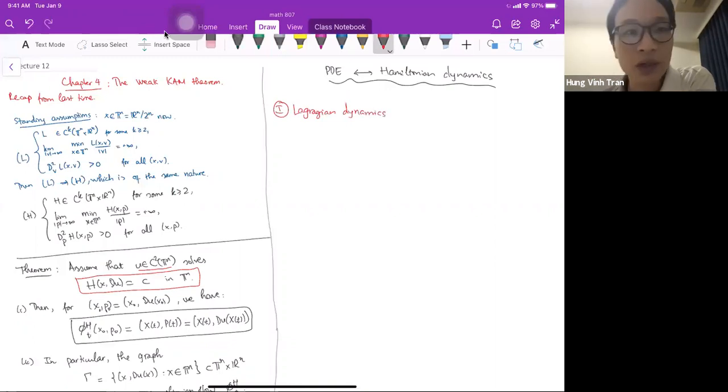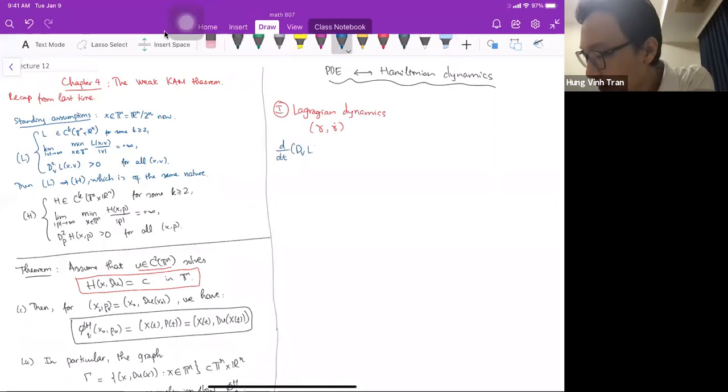That comes from the Euler-Lagrange equations of the minimizer. So this is for gamma and gamma dot. And its equation is going to be d over dt of d_v L(gamma, gamma dot) equals d_x L(gamma, gamma dot). So that's our first object.